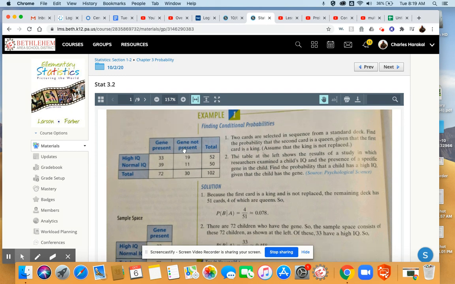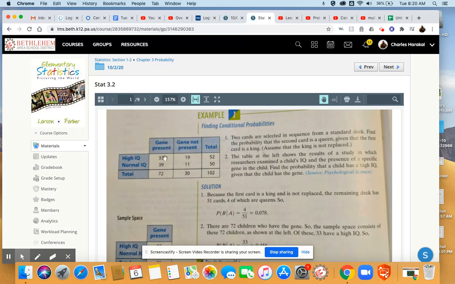But what I really got a lot of questions on was these tables. So let's take a look at this. The table on the left shows the results of a study in which researchers examined a child's IQ in the presence of a specific gene in the child. Find the probability that the child has a high IQ given that the child has the gene. And since they give us that condition, given that the child has the gene, that tells us we only want to look at the ones that have the gene present. So we have this column here.